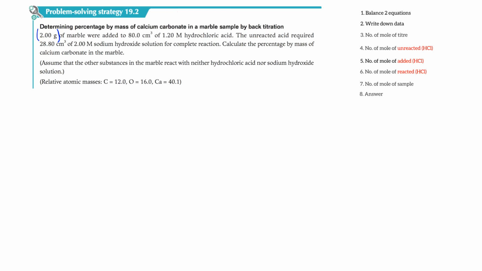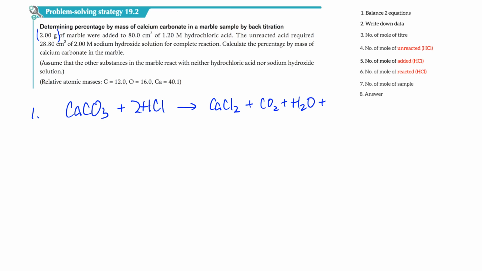So, balance two equations. The first equation will have calcium carbonate react with HCl, and then they will form calcium chloride, CO2, and H2O, and more importantly, you have some HCl left behind. So this will be the remaining. The second reaction will be the HCl reacted with NaOH. So that will be step 1 done. Step 2, we're going to write down the data. We know that this is 2 grams.